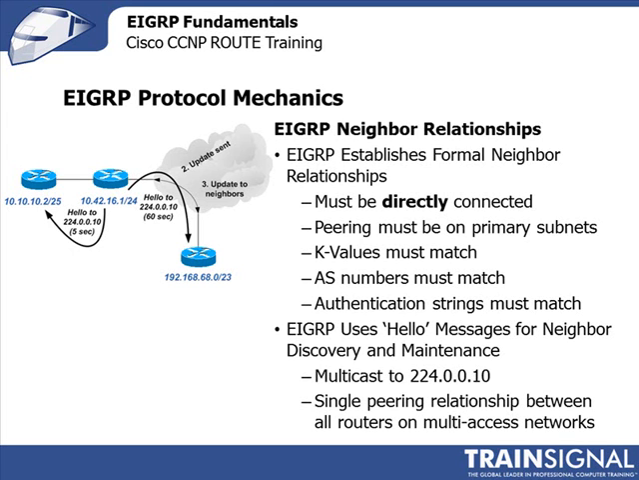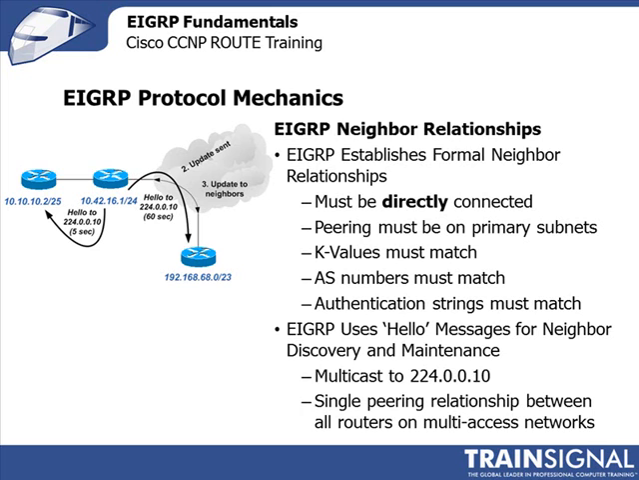Another thing, and we'll dive into this a little bit later, the K values that make up the EIGRP metric have to match. In addition, when you start the routing process, you specify an autonomous system number, and those numbers have to match for peering to take place. And finally, if you have EIGRP neighbor authentication, which we'll do later, those strings have to match as well. If any or all of those things are not true, the neighbor relationship will not be established and route exchange will not happen.